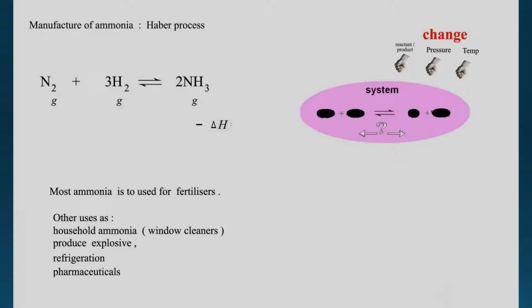Most ammonia is used as fertilizer. Other uses, for example, household ammonia, which is very good for cleaning. Ammonia can also be used to make explosives, and other things like refrigerants or pharmaceuticals.